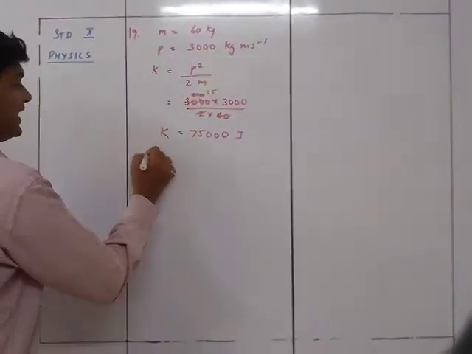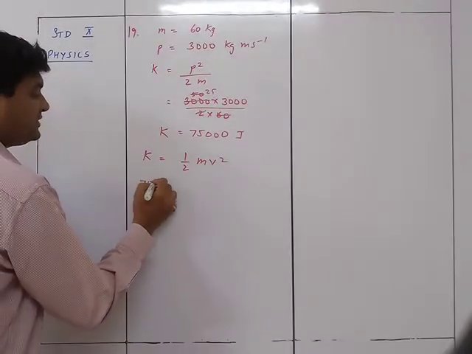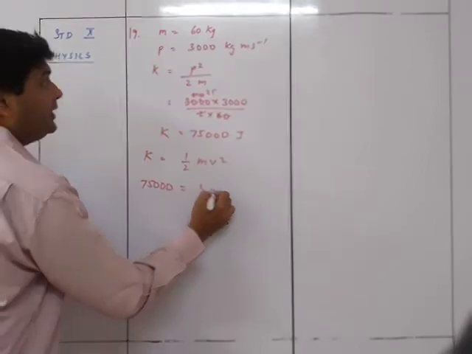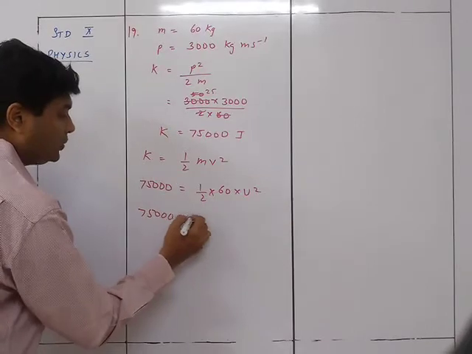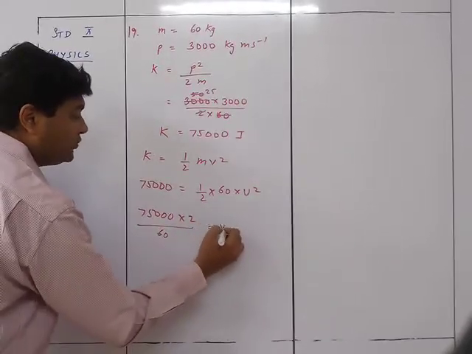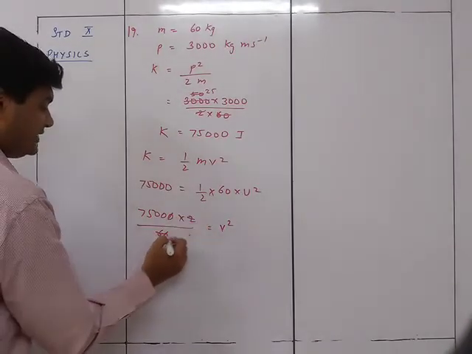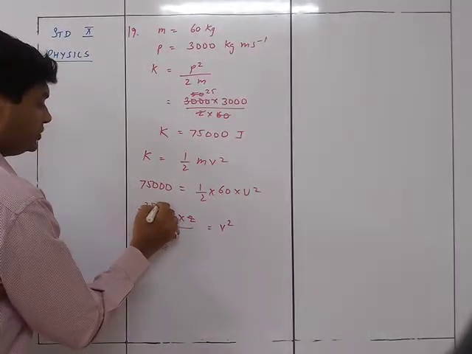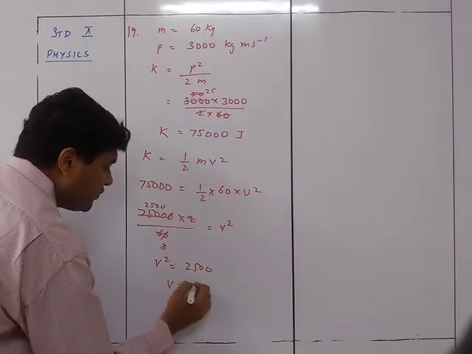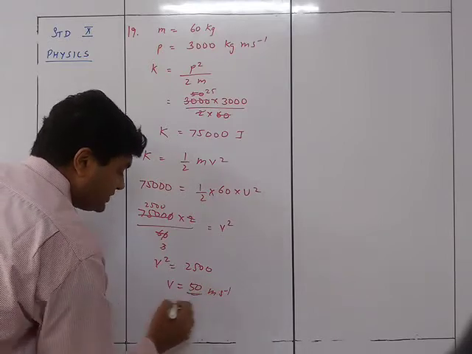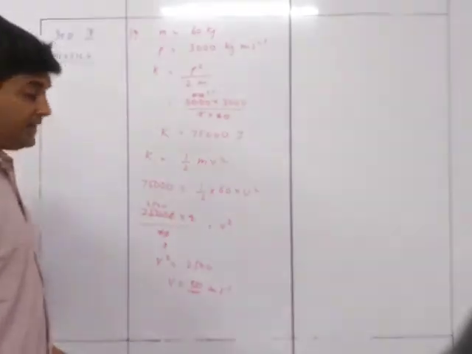So we know that K is equals to half mv square. So we have 75000 is half into 60 into v square. So that is 75000 into 2 upon 60 is equals to v square. So this gets cancelled here. This is 3s and then this is 25s. So that means v square is equals to 2500. So v is equals to 50 meter per second. So that will be 50 meter per second for sum number 19, right?